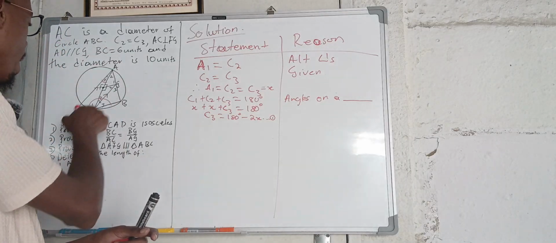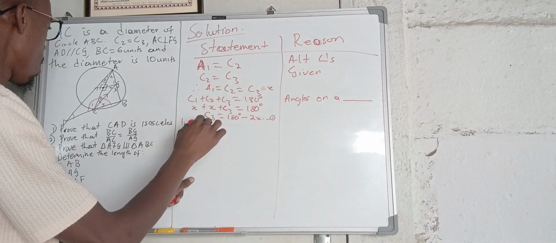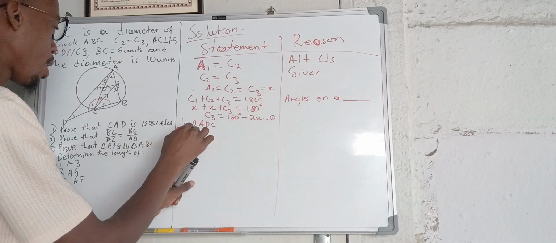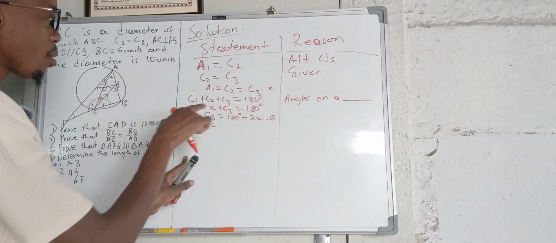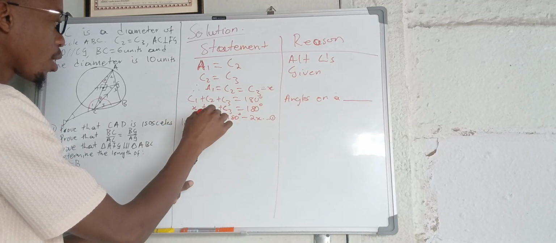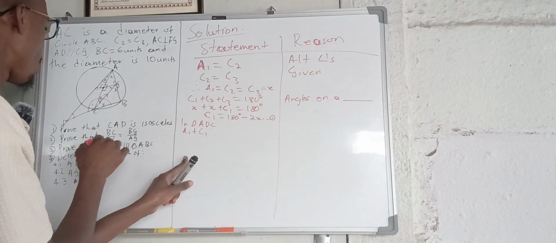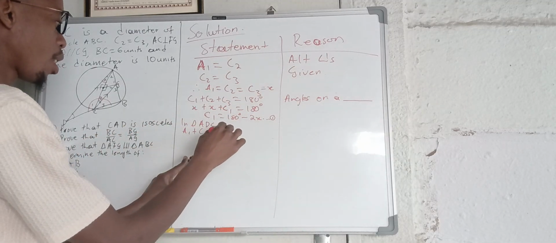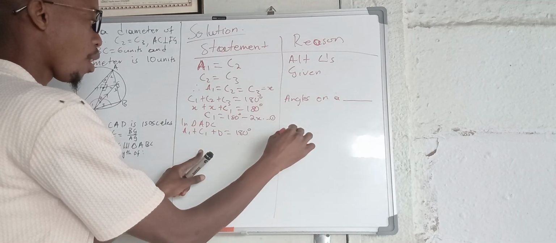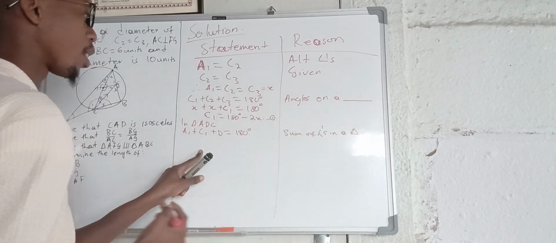And now let's check triangle ADC or ACD. So in triangle ADC, we have A1 plus C1. Is it C3 though? We have C3 there. So this is not C3, it's C1. Sorry, it's supposed to be C1. I'm sorry about that. So A1 plus C1 plus D are equal to 180 degrees, sum of angles in a triangle.